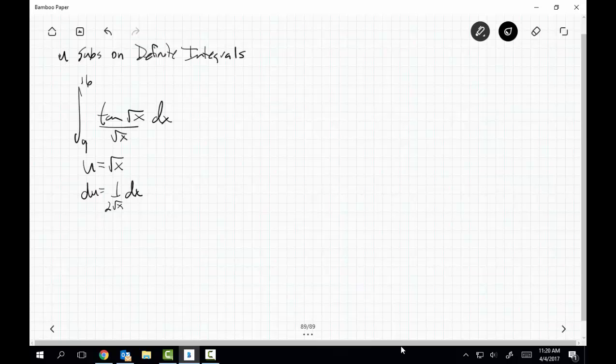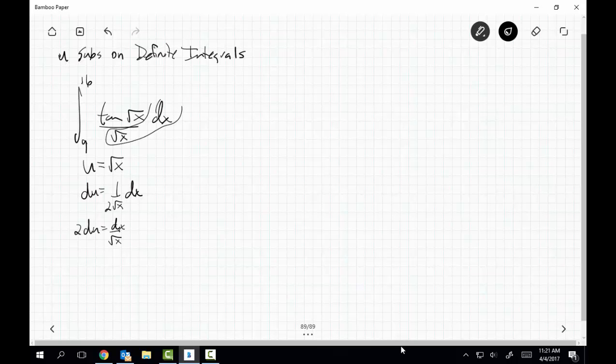I don't want 1 over 2 root x dx. I want dx over root x, because I can take the integral of the tangent of u. So this becomes 2 du equals dx over root x, and I'm loving it. Now, the question is, what do we do with these limits?